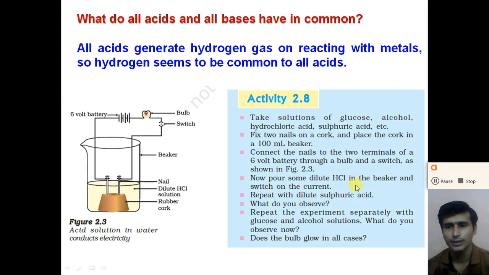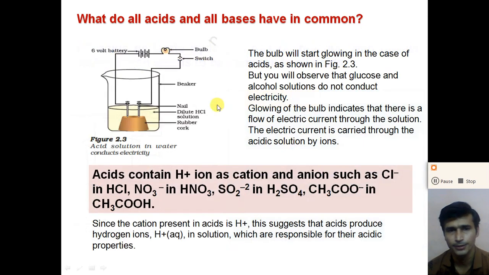So dear student, let us see why this happens. The bulb will start glowing in the case of the acid. In this figure, if we put an acidic solution in the beaker, the bulb will start glowing. But you will observe that glucose and alcohol solutions do not conduct electricity.